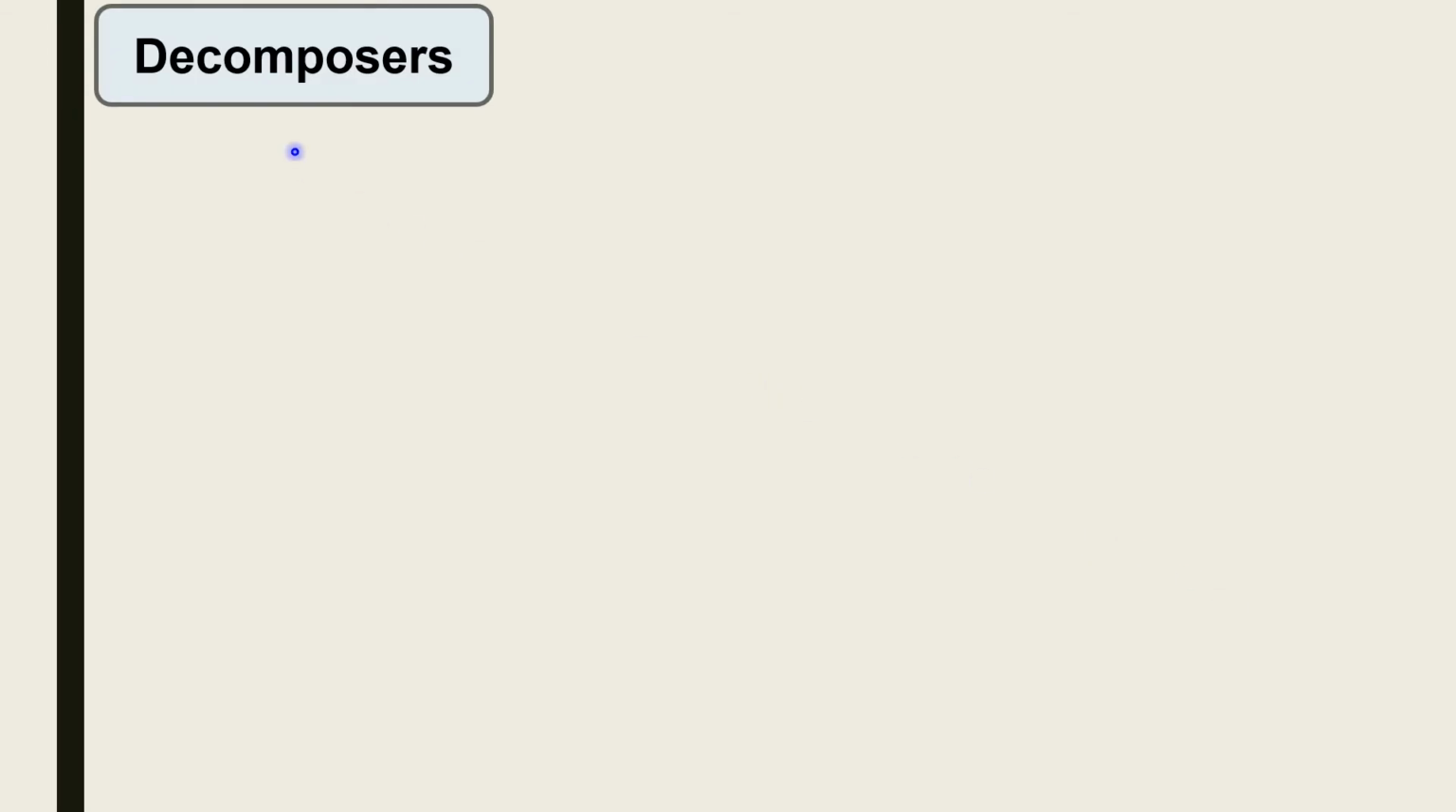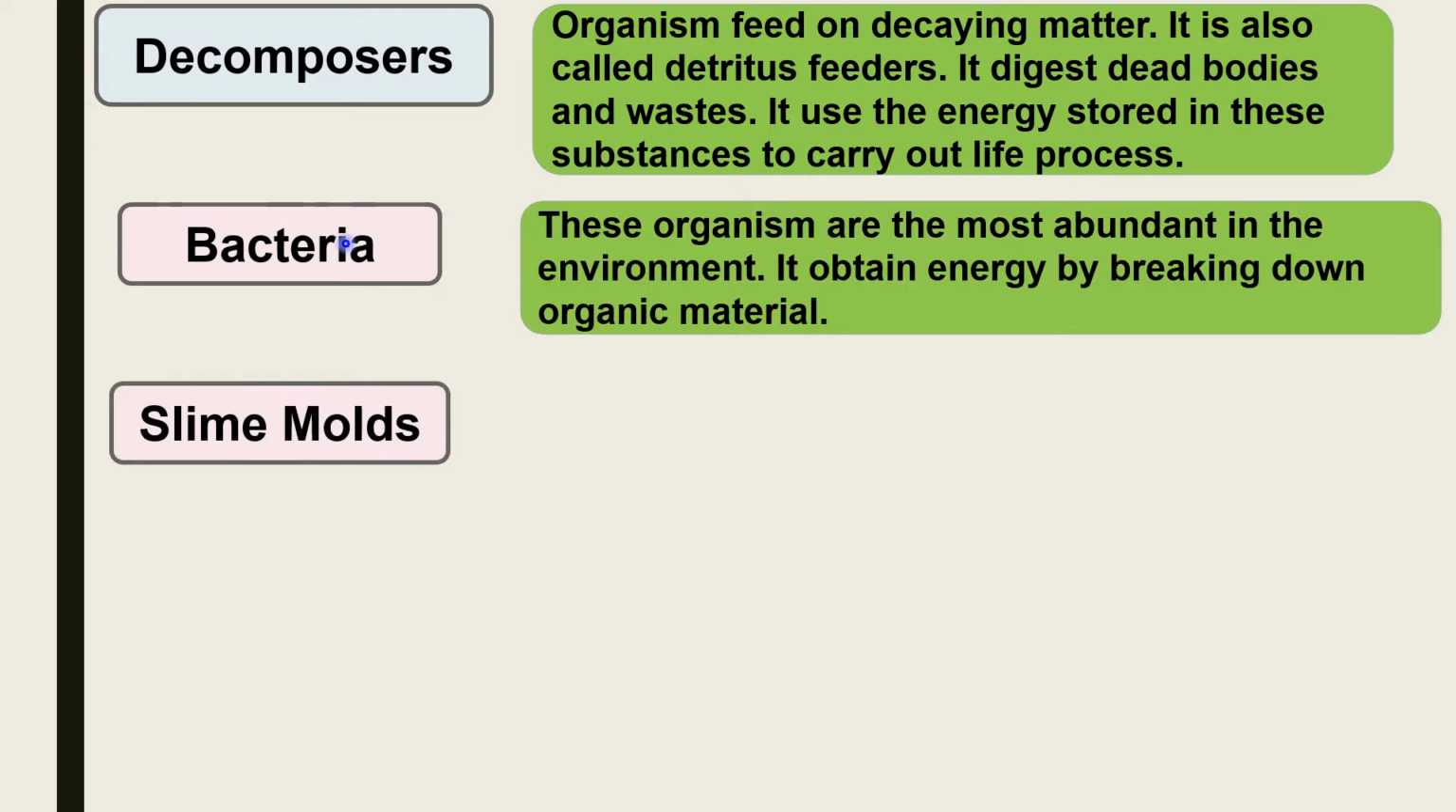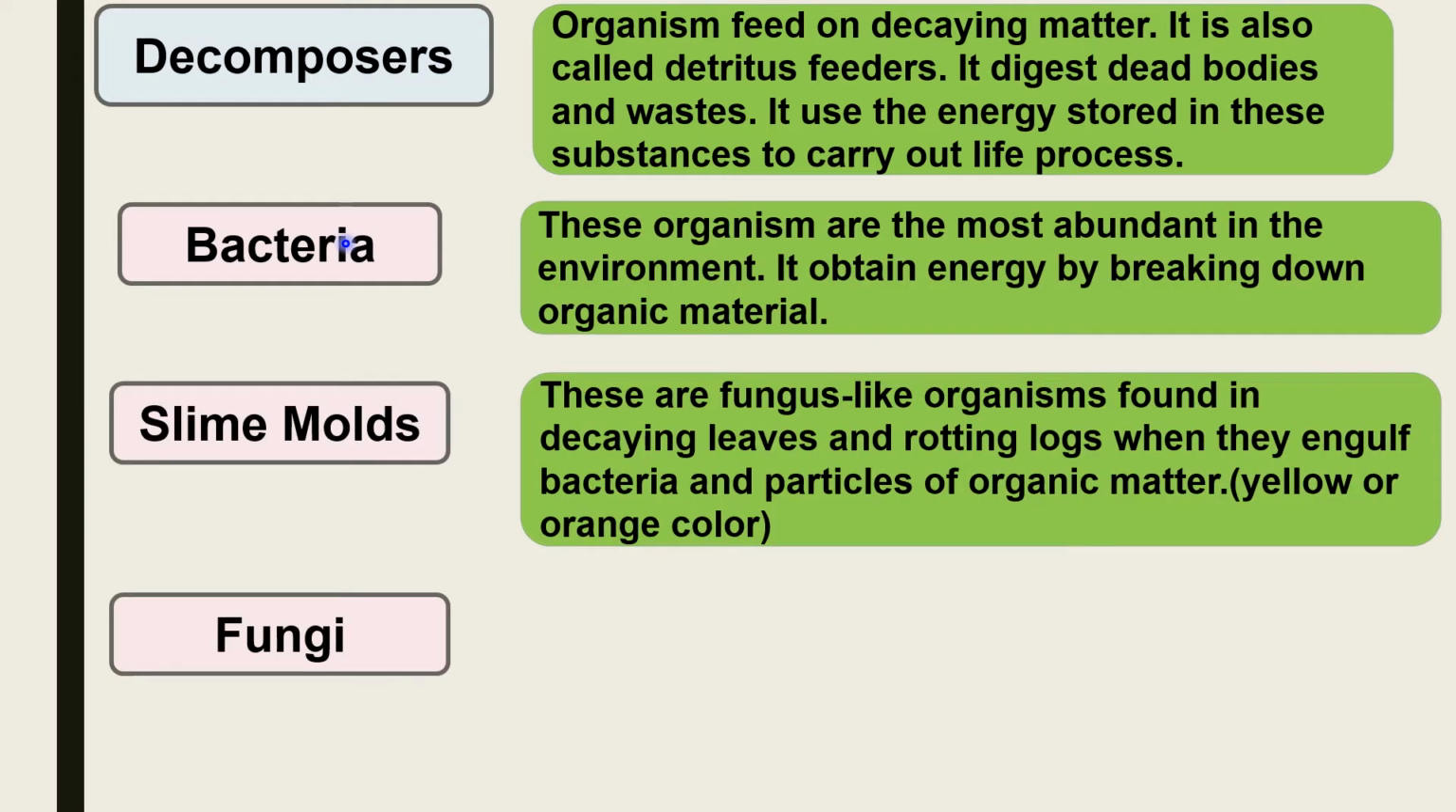So decomposer. What is a decomposer? An organism that feeds on decaying matter. It is also called detritus feeders. It digests dead bodies and waste. It uses the energy stored in these substances to carry out life processes. So there are types of decomposer. One is bacteria, two is slime molds, and last one is the fungi.